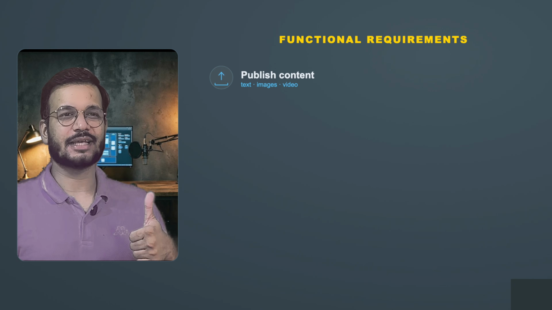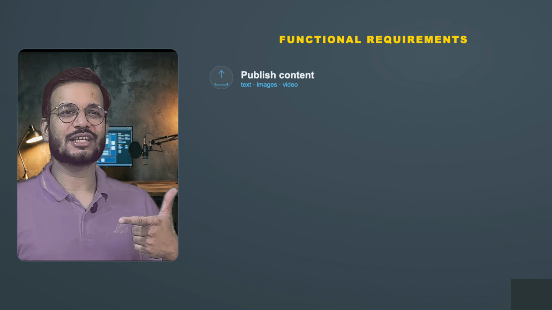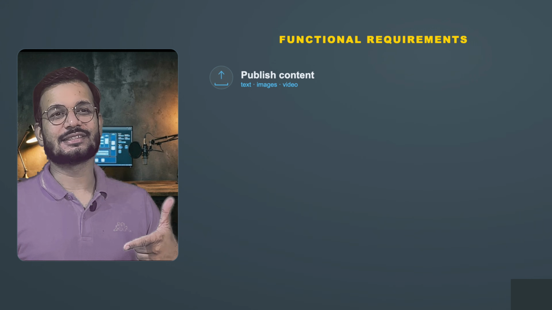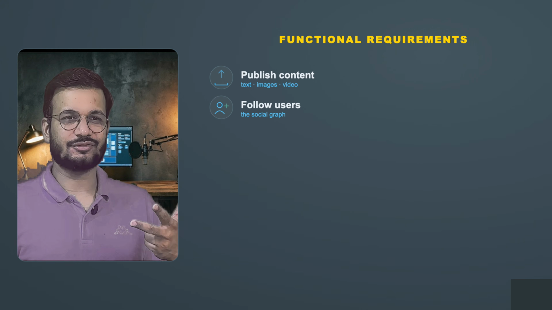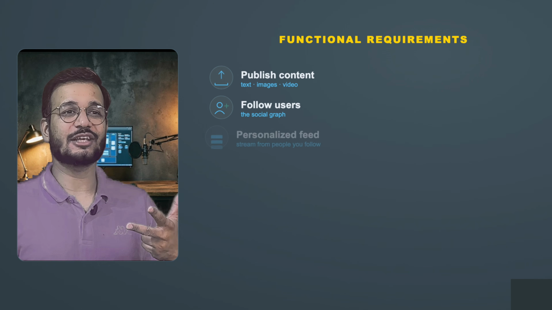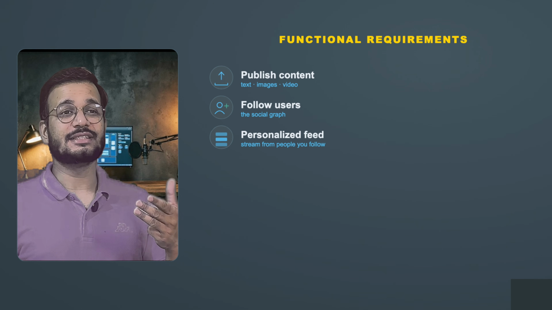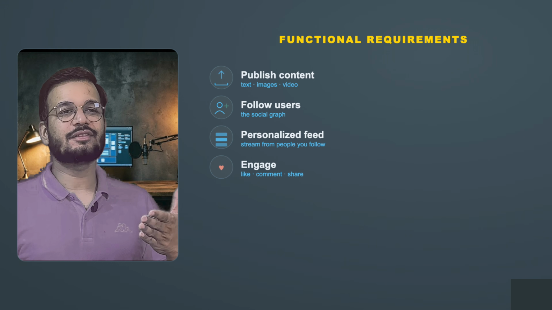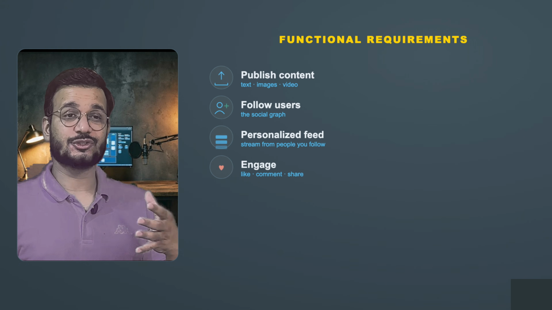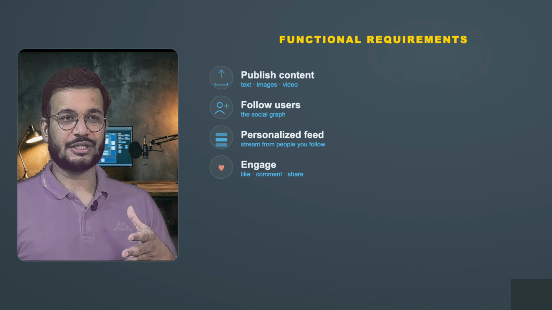First, let's agree on what this system actually does. What are the things a user can do? Number one, users can publish content like text posts, images, and videos. Number two, users can follow other users. This is a social graph. Number three, users can see a personalized feed, a stream of posts from people they follow. Number four, users can engage: they can like, comment, and share. Number five, the feed should support infinite scroll, with cursor-based pagination.